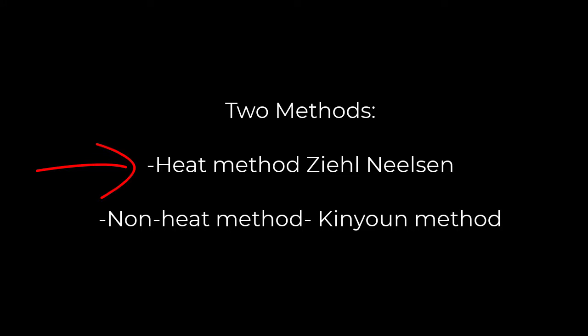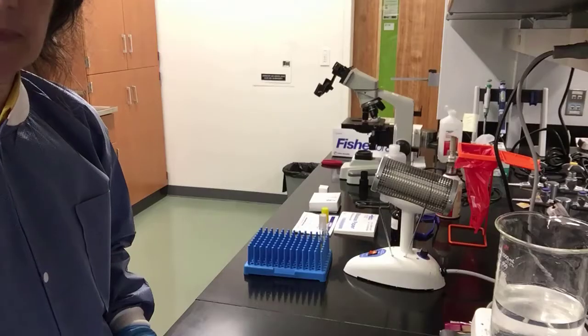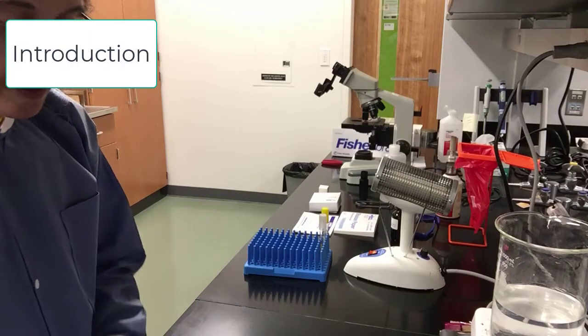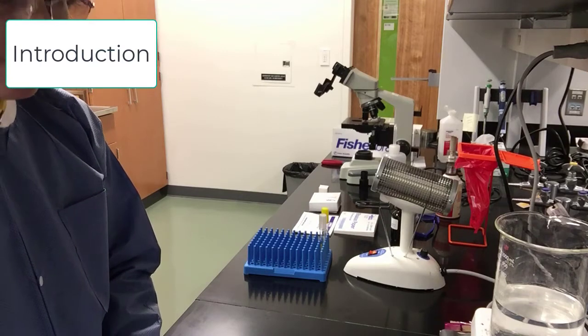We will use the heat method called the Ziehl-Neelsen. There's also a non-heat method called the Kinyoun method, but we will use the heat method in this lab video. Both are named after the scientists that perfected and developed these two methods of identifying Acid-Fast bacteria. So here's an introduction for you.